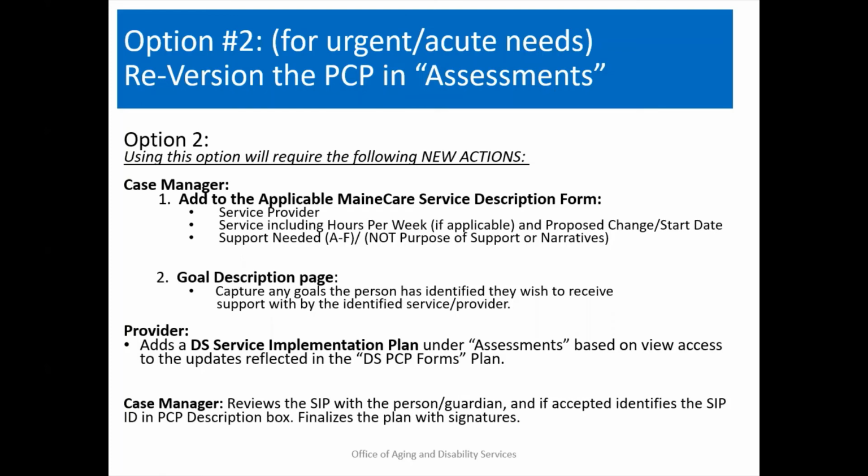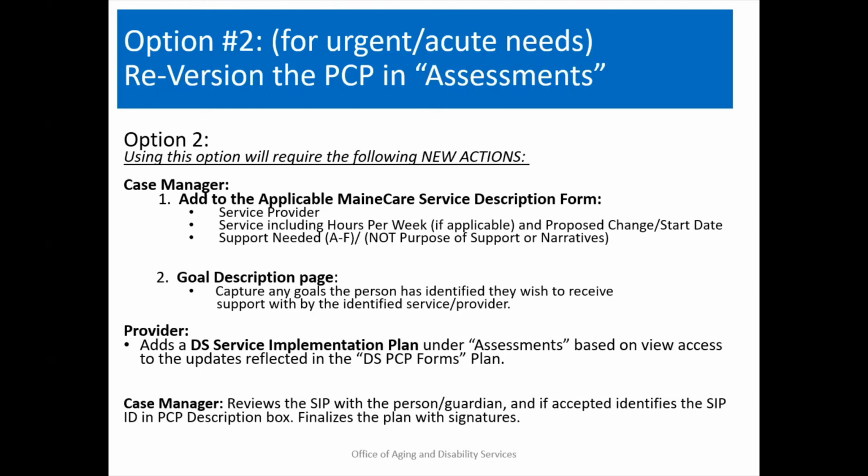As the case manager, you will add to the applicable Maine Care Service Description form. I know you are not accustomed to touching these pages of the PCP, but if you elect to do option 2, you will be going forward. So add to the applicable Maine Care Service Description form the service provider name. You will identify the type of service, including hours per week, if applicable, and the proposed change or start date for the service. Then you will select the areas of support needed.